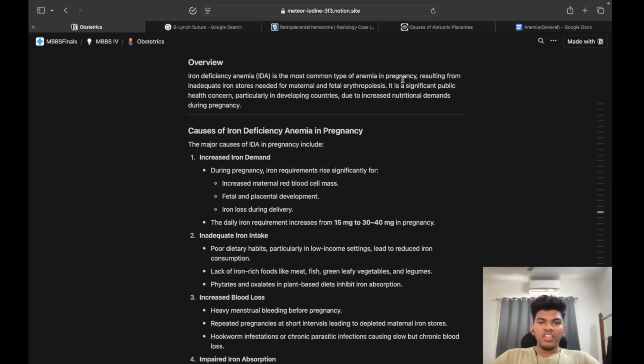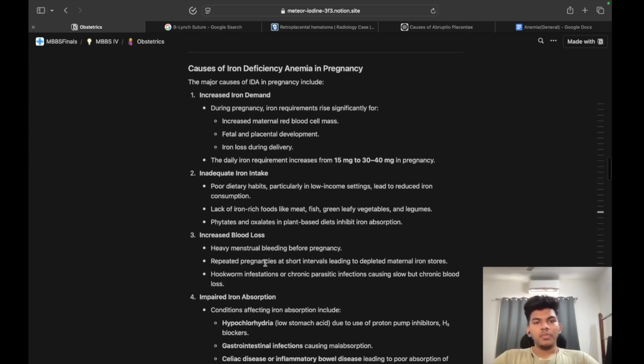It is the most common type of anemia in pregnancy, resulting from inadequate iron stores needed for maternal and fetal erythropoiesis. It is a significant public health concern, particularly in developing countries, due to increased nutritional demands during pregnancy. So, developing countries, not usually seen in developed ones.